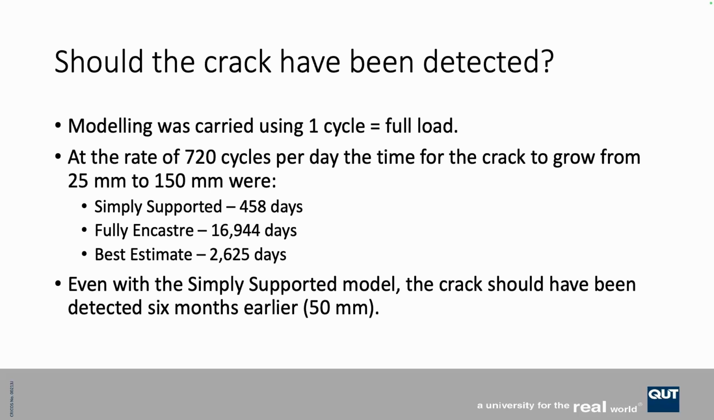So the answer really was the crack should have been detected 6 months ago. It should have been detected, and the NDT company had a few questions to answer. The people on the mine site were worried that their inspection methods were not correct, but I think this showed that their inspection intervals were about right.